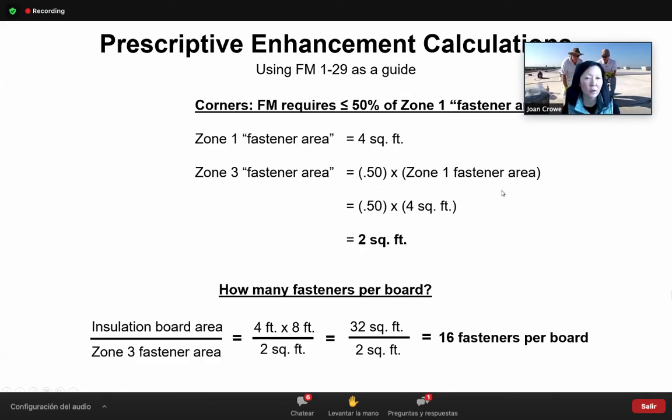For corners, 1-29 says you cannot exceed 50% of the, quote, fastener area of zone 1. Again, zone 1 is 4 square feet. So zone 3, 50% of that is 2 square feet. So that was easy math. And we end up with 16 fasteners per board. Easy peasy, right?